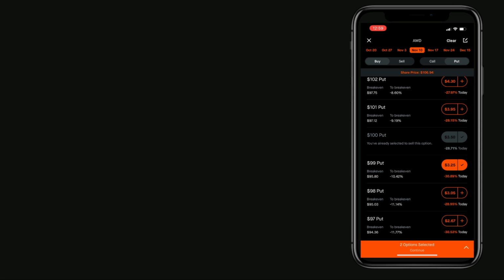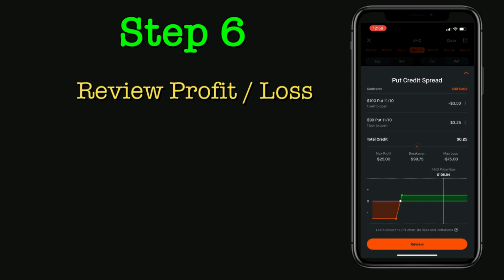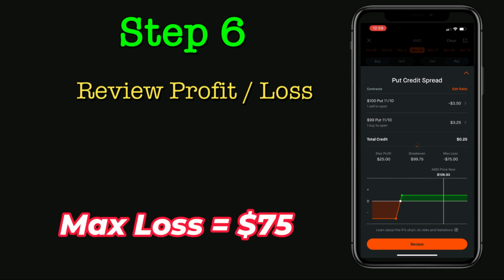Step 6 is you review your profit and loss. Robinhood shows this graph clearly as well, and as you can see, the profit you are getting is $25. In terms of the collateral that you have to put up, it is $100. So your max loss in this is only $75, right?